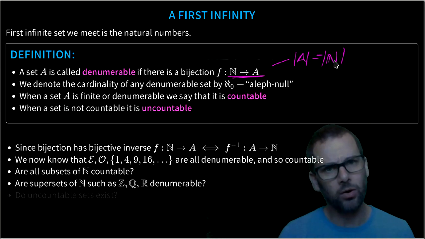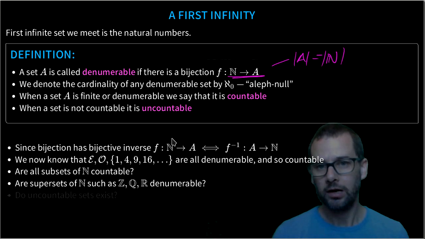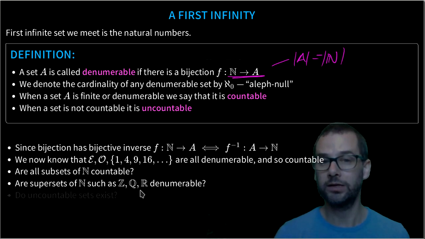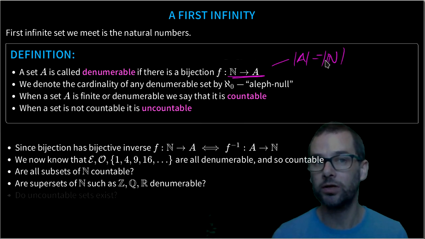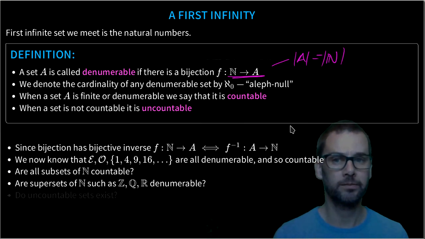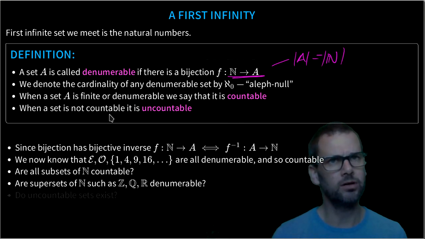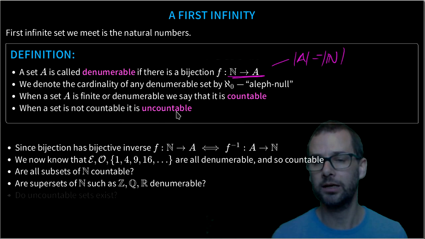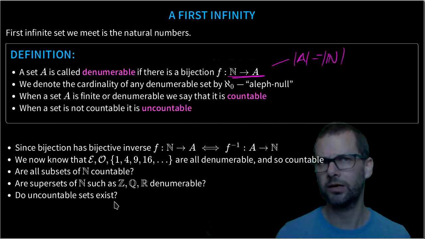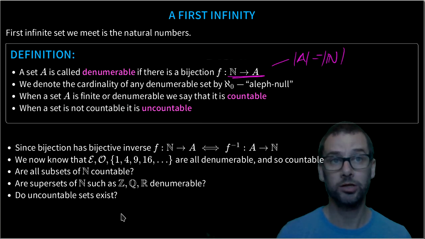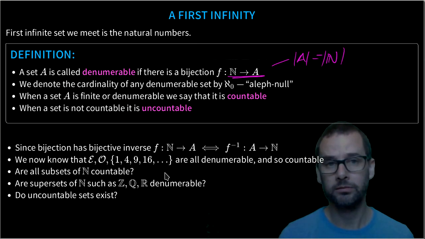And then we can ask, are all supersets of the natural numbers denumerable? So if we look at supersets of the natural numbers, so all integers, the rationals, the reals, are these all the same size? Are they all the same sort of infinity as the natural numbers? And then the last thing is, well, we've defined this idea of something not being finite or denumerable, namely being uncountable. Do any uncountable sets exist? This is actually quite a controversial result when it was actually shown. So we have some questions that we want to answer before we're done in this course. So let's stop there.